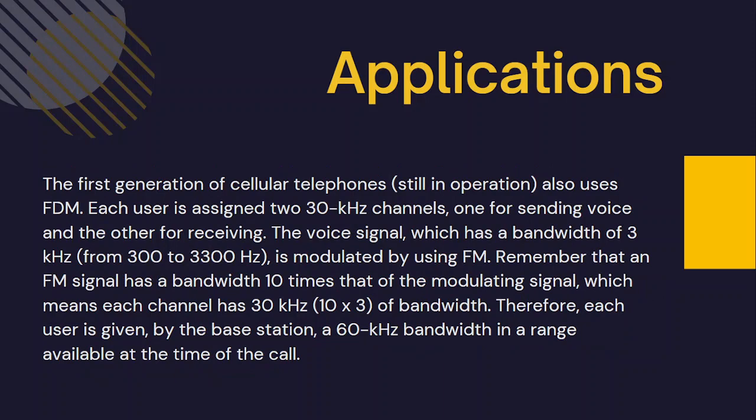Then the first generation of cellular telephones also uses FDM. Each user is assigned two 30 kilohertz channels, one for sending voice and the other for receiving. The voice signal, which has a bandwidth of 3 kilohertz, is modulated using FM. Remember that an FM signal has a bandwidth 10 times that of the modulating signal, which means each channel has 30 kilohertz of bandwidth. Therefore, each user is given by the base station a 60 kilohertz bandwidth in a range available at the time of the call.